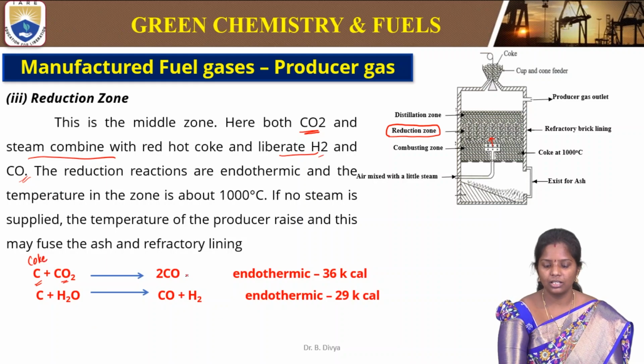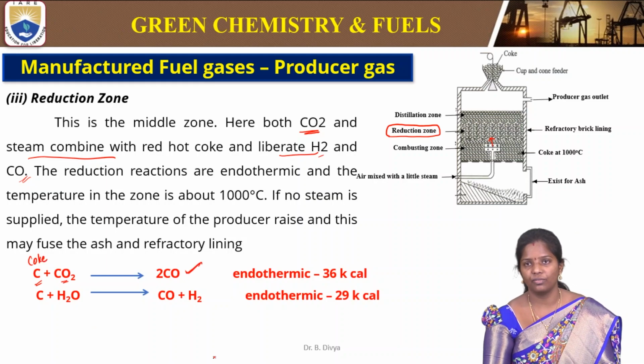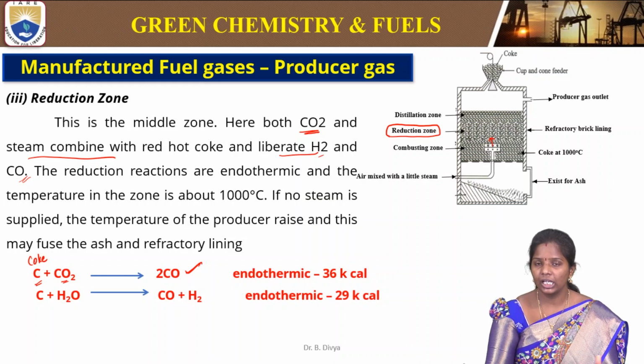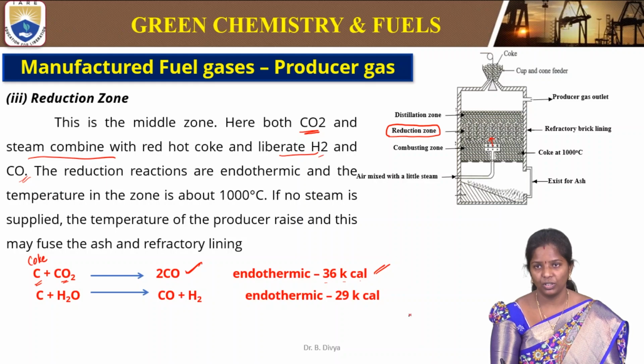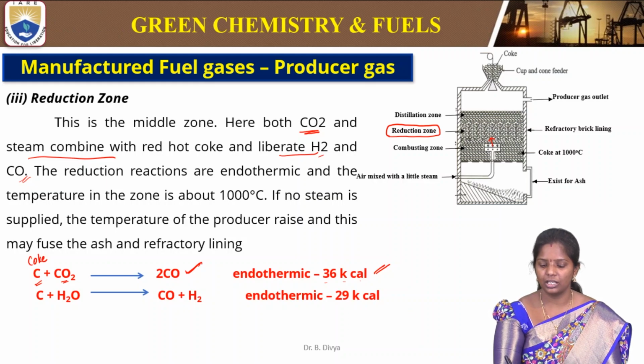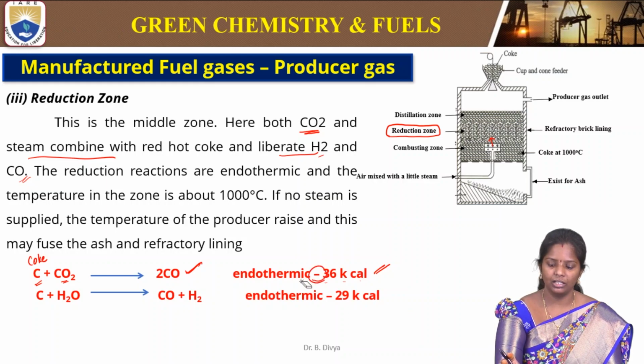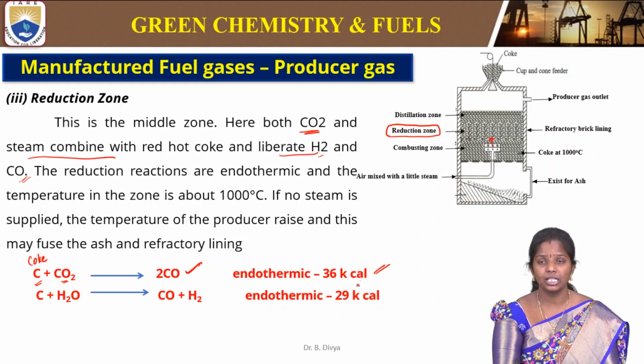Carbon dioxide is forming carbon monoxide, 2 moles of carbon monoxide. So it is taking up some heat. The heat is received, or consumed, in the reaction. Therefore, this reaction is endothermic. So how much heat is consumed? 36 kilocalories of heat is consumed. Whenever heat is consumed, it is denoted as minus, so minus 36 kilocalories of energy is consumed for this particular reaction.